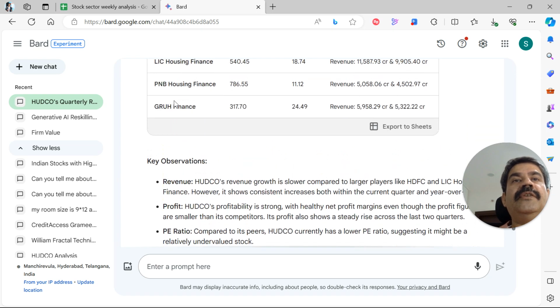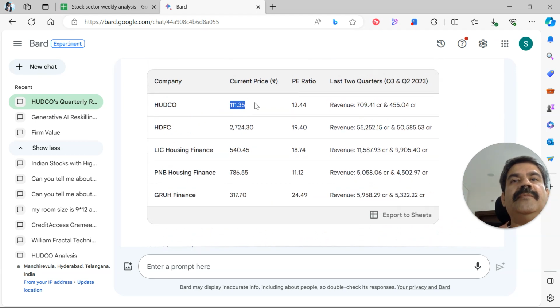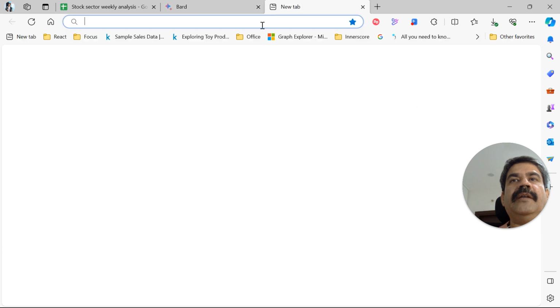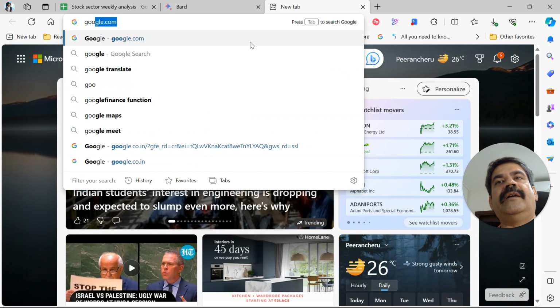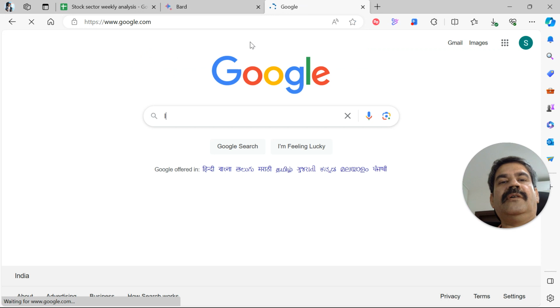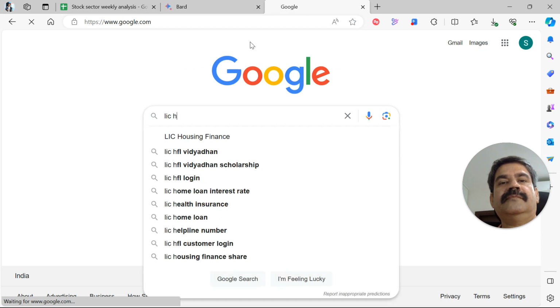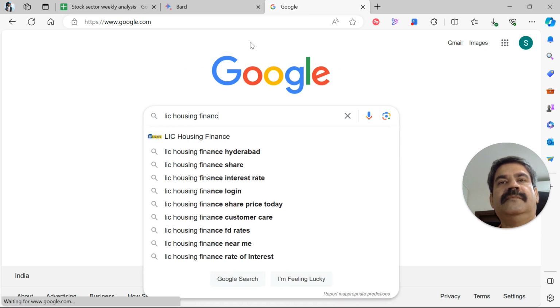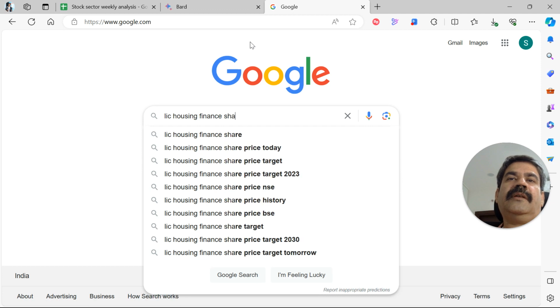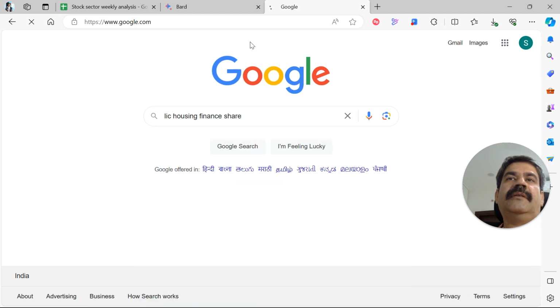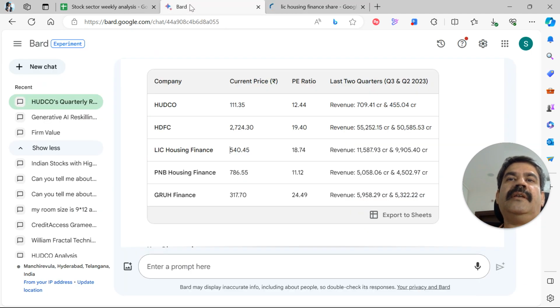So it's not only giving you the numbers, and I know this number at least is correct. Let's do a quick check if LIC Housing Finance is having the right number. So I go to Google and I look for this stock. And let me check. So it says 538. Yeah, it indicates 540. So it's pretty good actually, I would say.